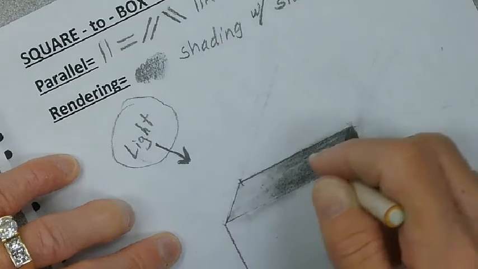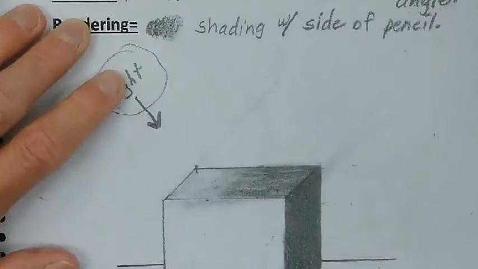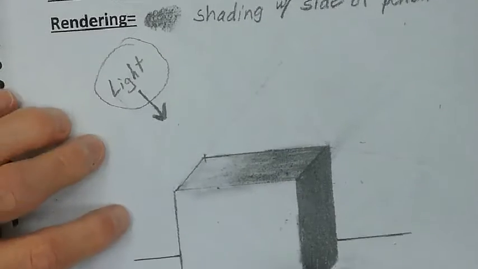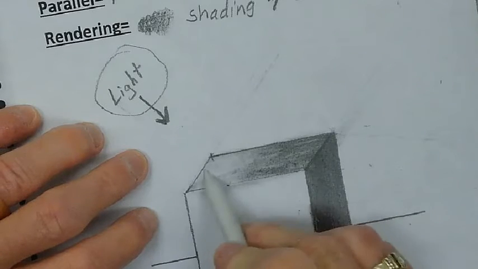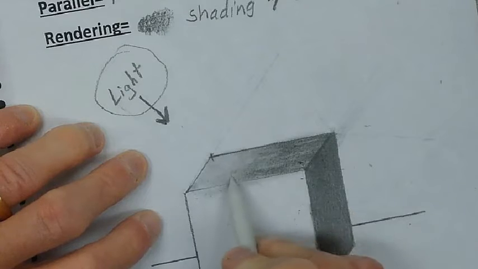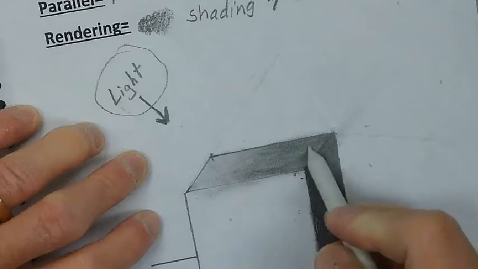Now you'll notice I don't take my hand and swoosh the shavings off. I don't want to do that. Instead, I want to let those eraser shavings work for me. So I'm going to take my blender stick and I'm going to rub with those eraser shavings on to get it a nice blend.